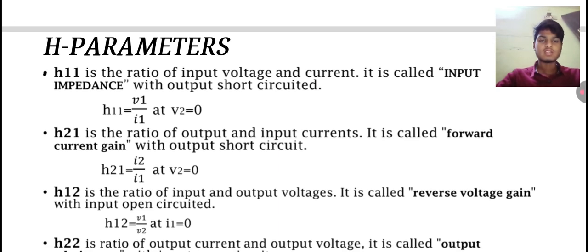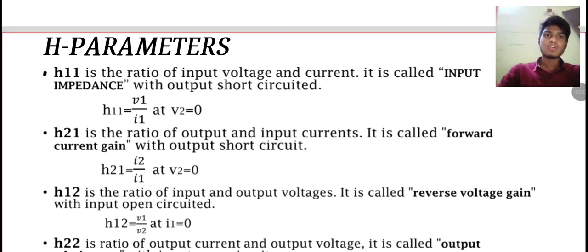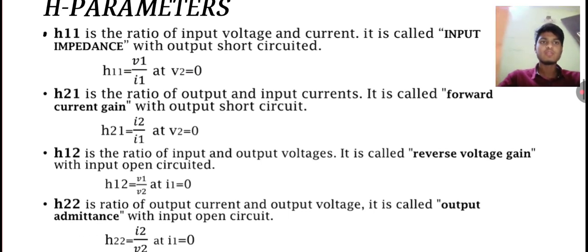First, the H parameters. H11 is the ratio of input voltage and current. It is called input impedance with output short circuited. H11 is equal to V1 over I1 at V2 equals 0. H21 is the ratio of output and input current. It is called forward current gain with output short circuit. H21 is equal to I2 over I1 at V2 equals 0.